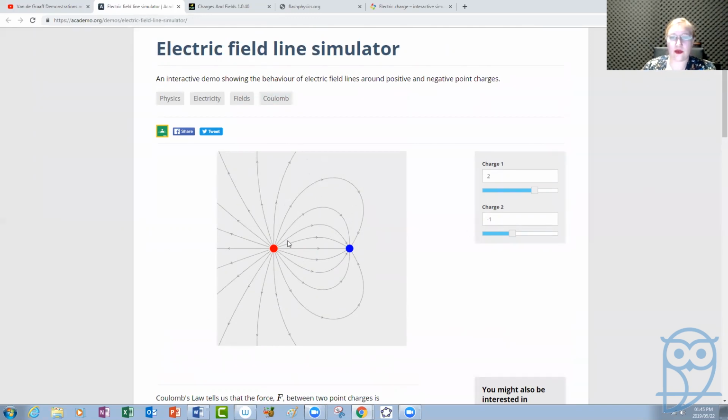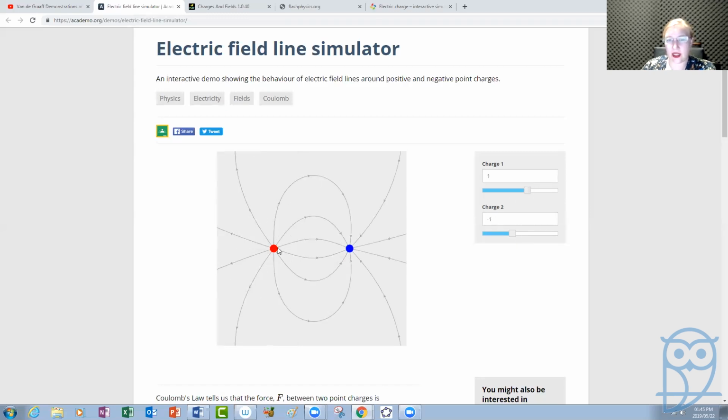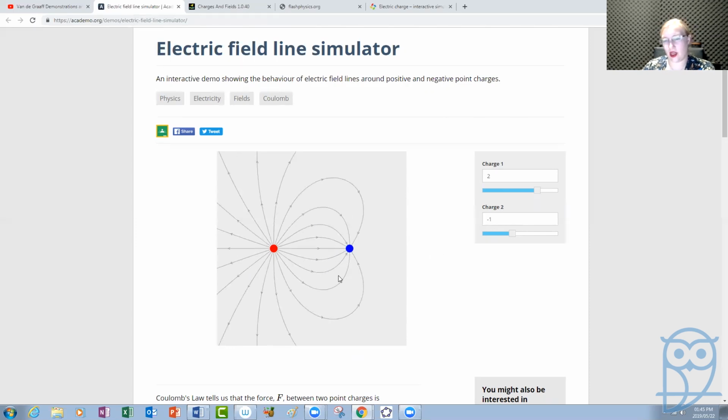So here we can see the field lines that they make. If we have a single charge that is positive and a single charge that is negative, this is what the field lines look like. And this is pretty much exactly what you would get with a magnet. That would be the north pole of the magnet, and that would be the south pole of the magnet. Now, if we change these charges and make one stronger than the other, this is what the field lines would look like.